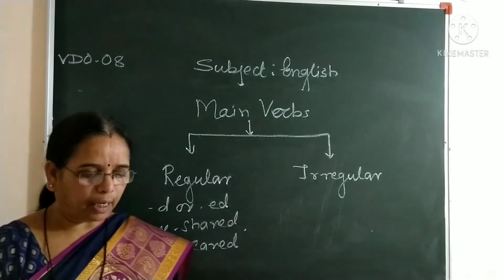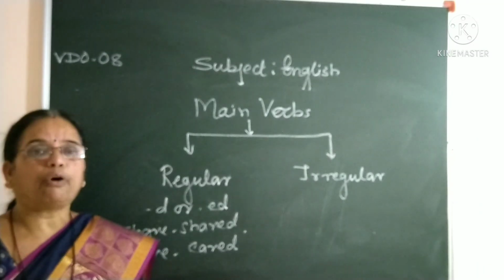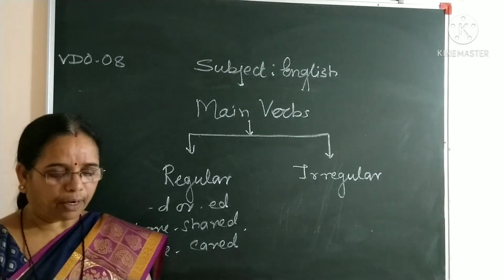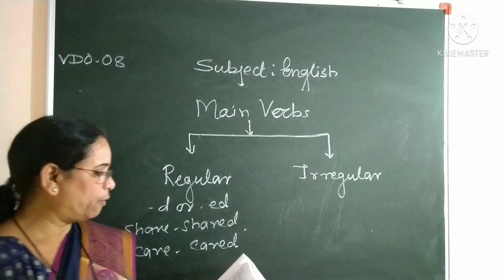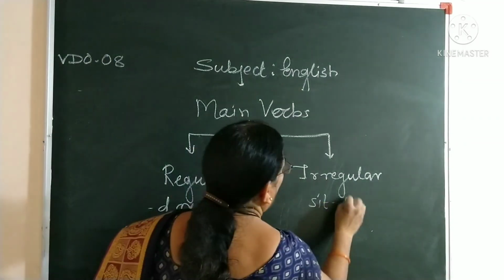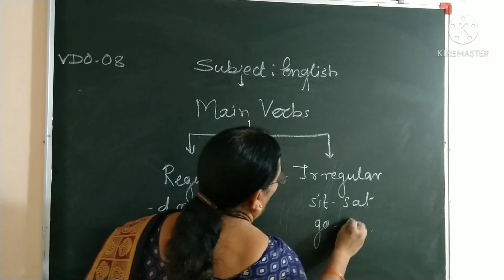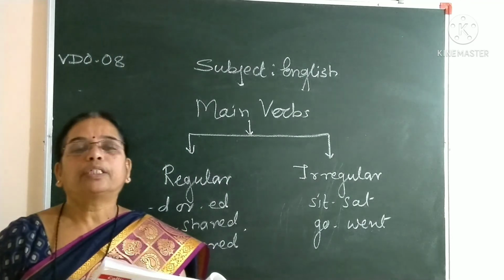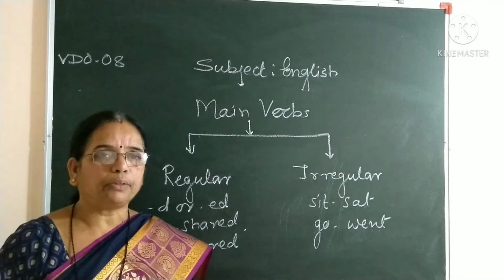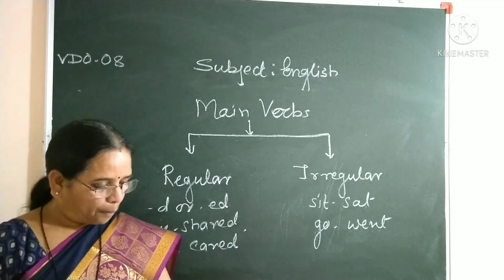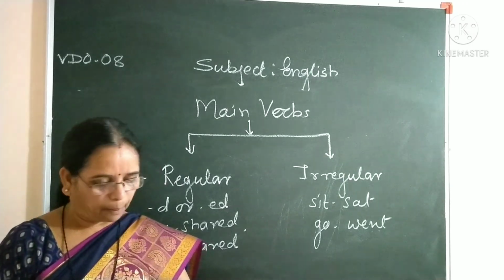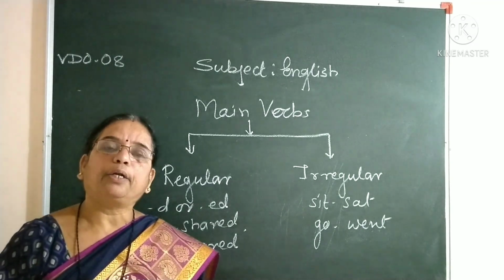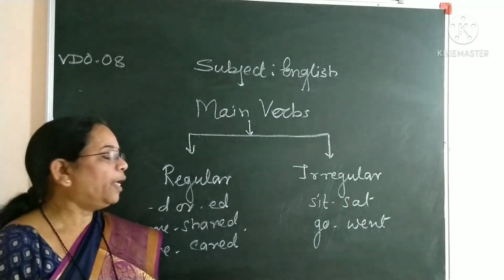And what are irregular verbs? Verbs that form their past or past participle forms by changing their inside vowel or using different words are called irregular verbs. Examples: sit, sat; go, went. So in this video, we studied modal auxiliary verbs and main verbs. Depending on how they form their simple past and past participle forms, verbs can be divided into two groups, regular and irregular.